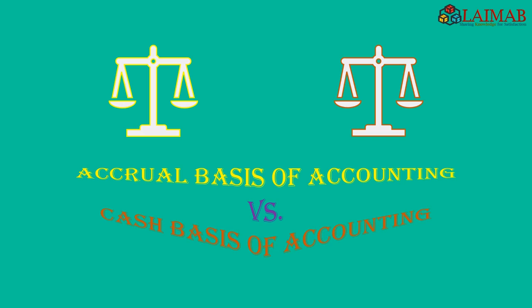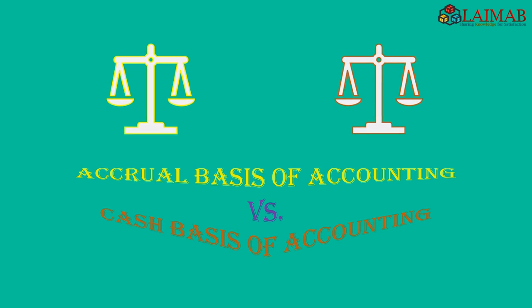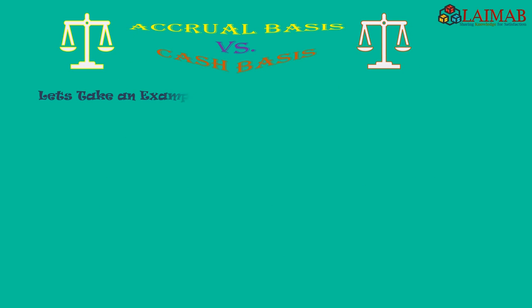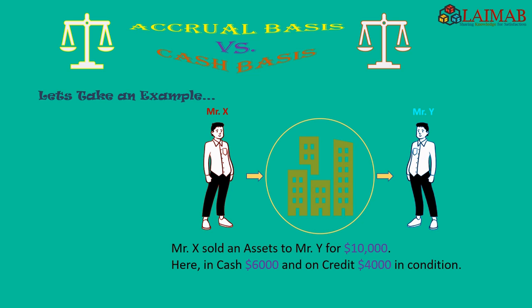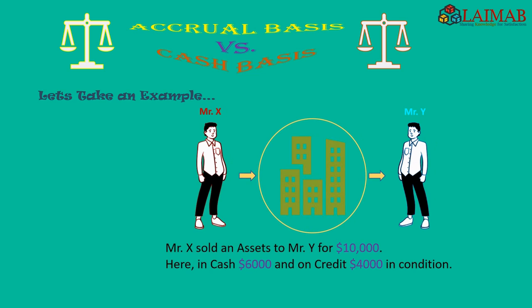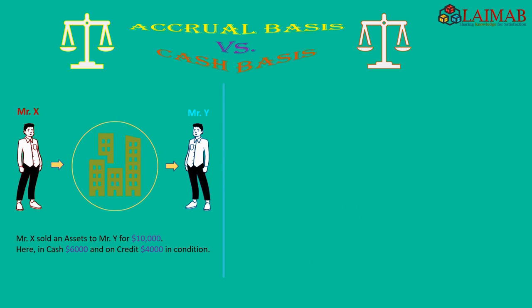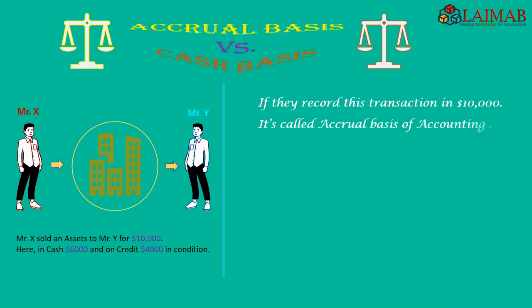Accrual basis of accounting versus cash basis of accounting. Let's take an example. Mr. X sold an asset to Mr. Y for $10,000. Here, $6,000 is in cash and $4,000 is on credit. If they record this transaction as $10,000, it's called accrual basis of accounting.